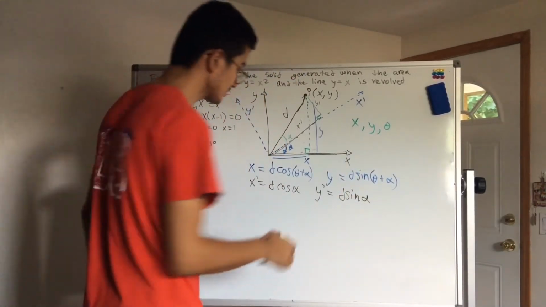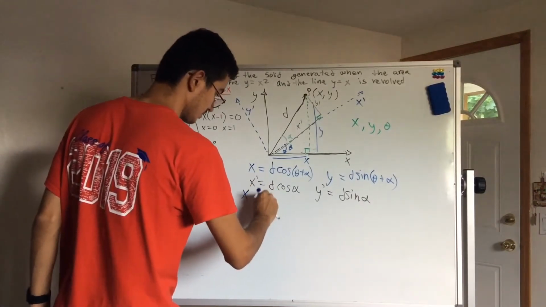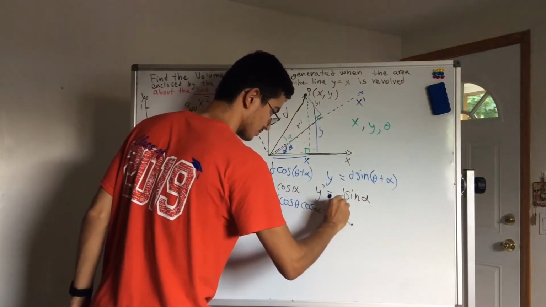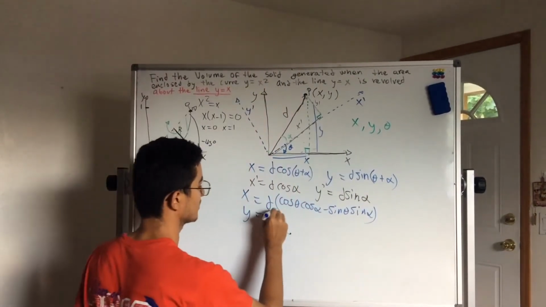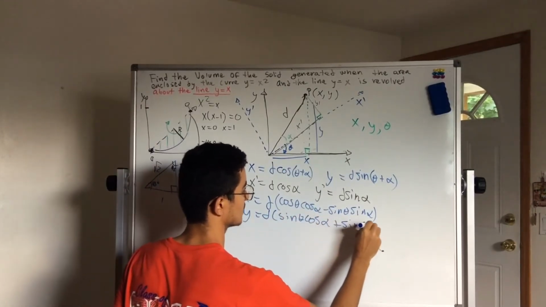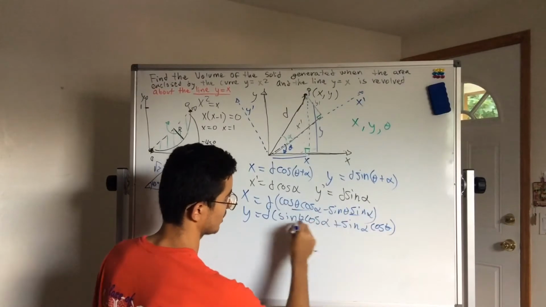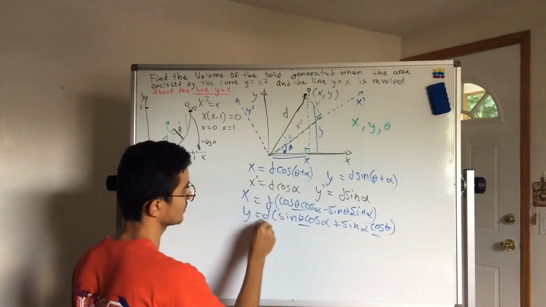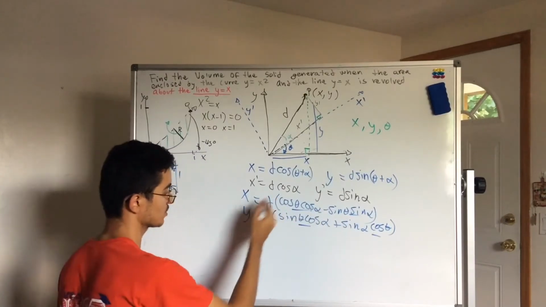We're going to use some trig identities over here to expand that. So we're going to have x is equal to d times cosine theta cosine alpha minus sine theta sine alpha, and y is equal to d times sine of theta times cosine of alpha plus sine of alpha times cosine of theta. Two identities. Then we can distribute the d on both terms for both equations. And we notice something: d cosine alpha and d sine alpha appear in both equations.